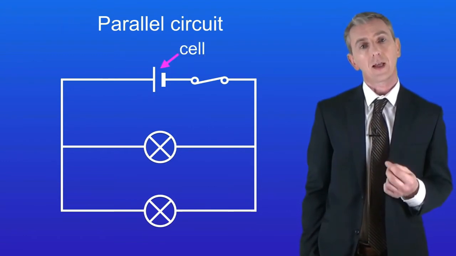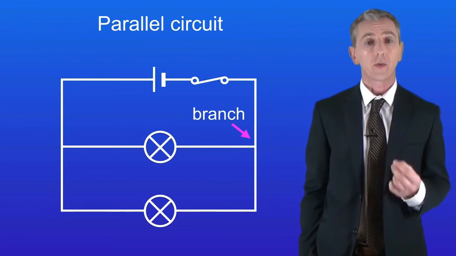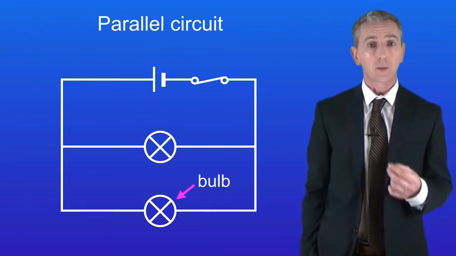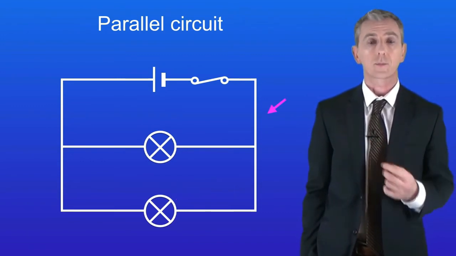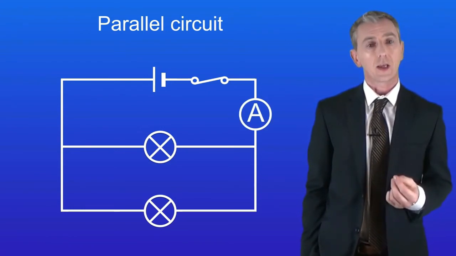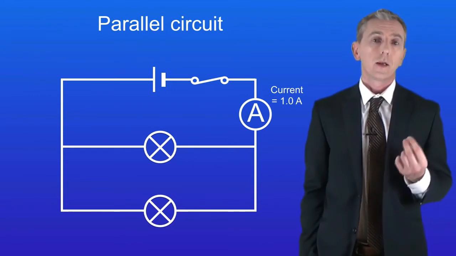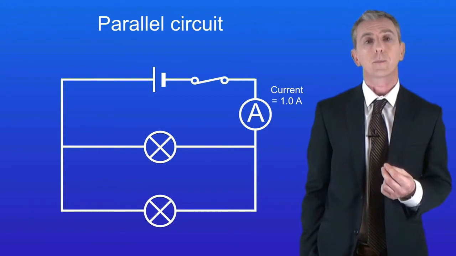So this circuit has a cell, a closed switch, a bulb, a branch, and then another bulb. We're going to look at measuring current in a parallel circuit. Let's start off by measuring the current here at the start. Here's my ammeter in the circuit, and let's just say that the current is 1 ampere, which is actually a big current. Now remember that a current is simply a flow of electrons through the wire.